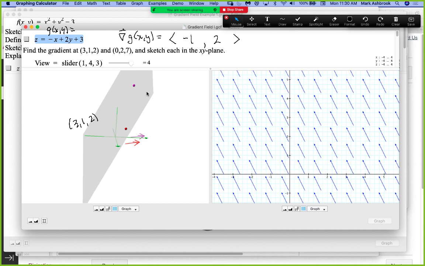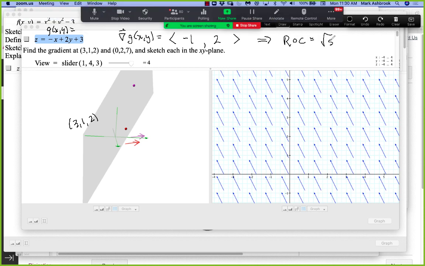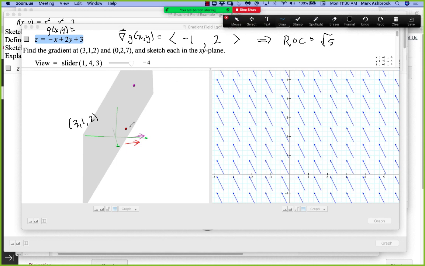What will the rate of change be in the direction negative 1, 2? It'd be square root 5. Right. No matter where you are on a plane, you go the same direction for maximum rate of change, and you're going to encounter the same rate of change. So this whole thing is the three-dimensional version of constant rate of change. A plane in R3 is like the multivariable version of constant rate of change.